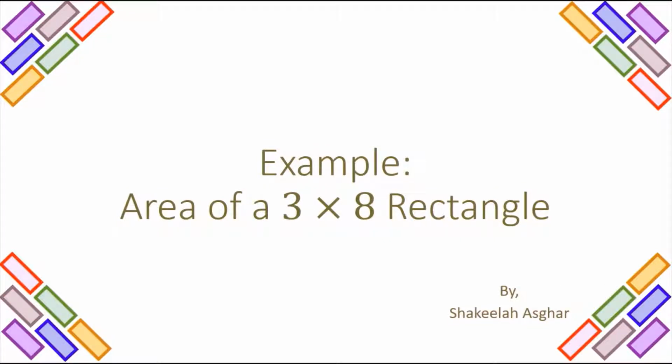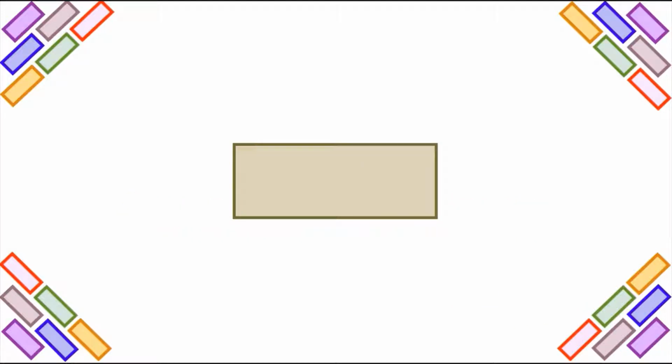Previously, you were asked to find the perimeter of several rectangles. One of them was a 3x8 rectangle. In this example, we are going to take a look at different ways of finding the area of a 3x8 rectangle. We will start off with this rectangle.